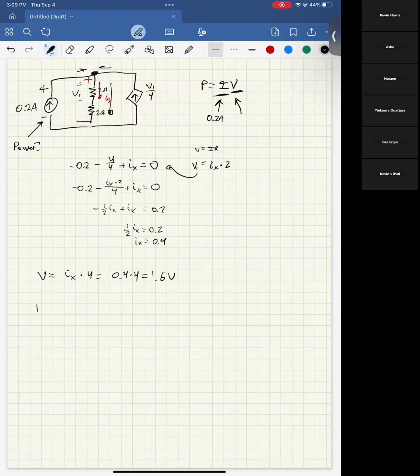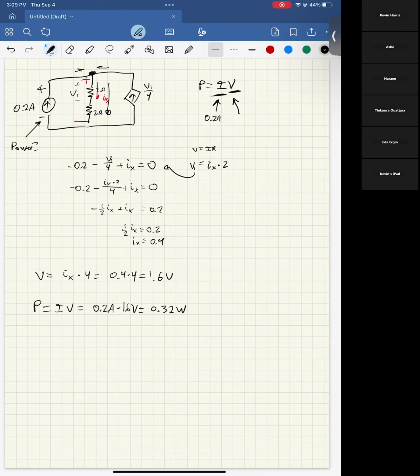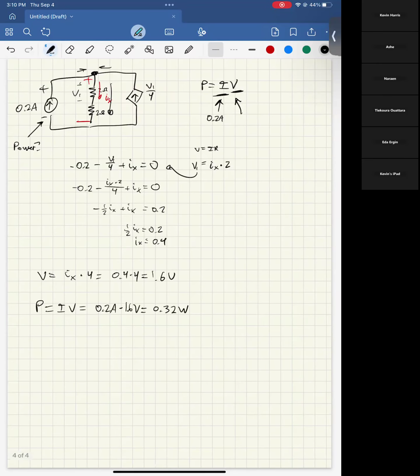Then finally, if we want to find that power is current times voltage, it'll be 0.2 amps times 1.6 volts, and that would get us 0.32 watts. And that would be the final answer. Or at this end, you'd have to think about, okay, is this supplying or consuming current? If we look at the current source, it is defining the current as going that way. And here, the current is in the opposite direction as the voltage drop, so this would get a negative sign. And yeah, that's how you do that question.